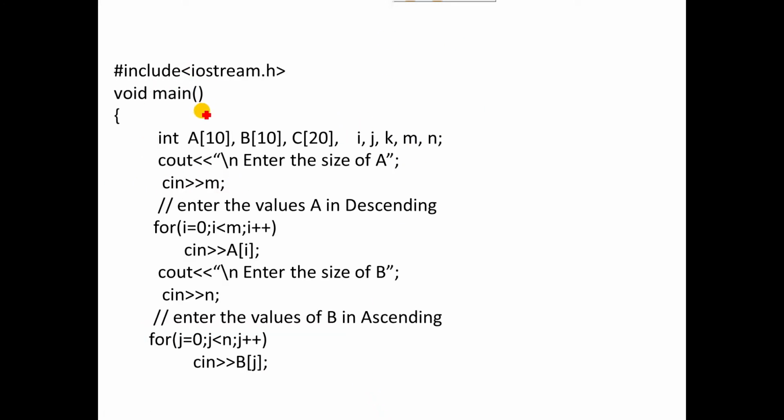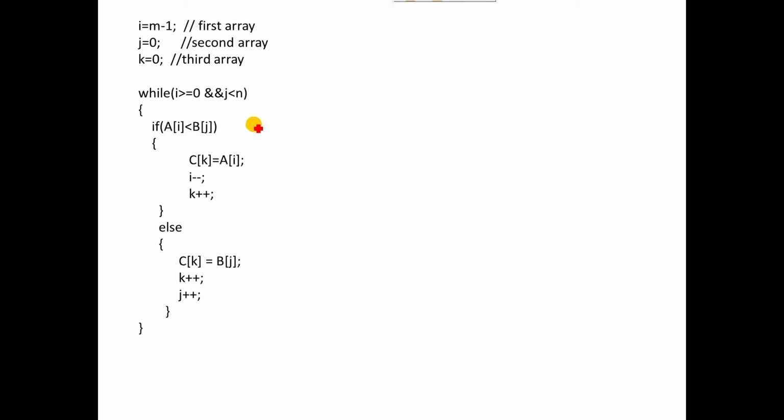Now, in the coding, you have to declare the first array, second array. Third array is of a bigger size because it is storing the content of first and second array. I and j are the indices, k, m, n. So the size of the array is represented as m, the first array size. Now you read elements onto the first array. N as the size of the second array, you read elements onto the second array. So first array was entered in the descending order, second array in the ascending order.